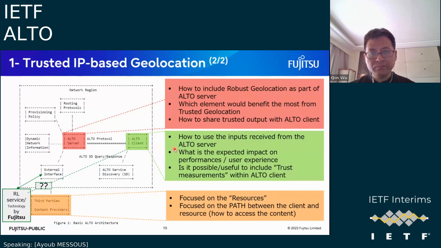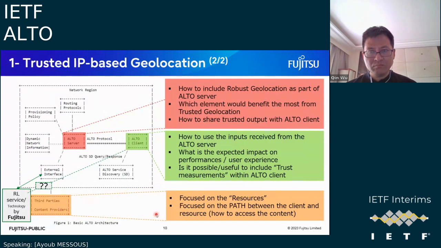If we consider the elements related to the Alto client, the question to answer is how to use the inputs received from the Alto server, and also what is the expected impact on performance and user experience. And finally, is it possible or useful to include trust measurement within the Alto client, or just keep it integrated as part of the Alto server? We are open to other suggestions, for instance using third parties or content providers, developing other trust-related elements outside of Alto.